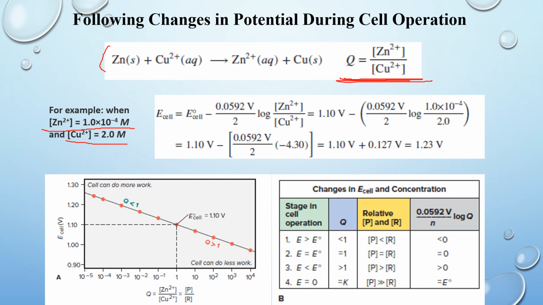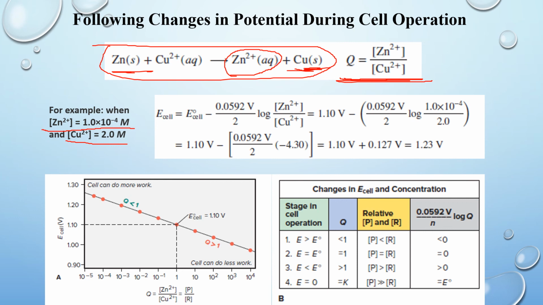If you look at this overall reaction, we have 2 solids, and solids don't appear in the expression for Q. So we're only looking at the concentration of zinc 2 plus and the concentration of copper 2 plus, which is equal to this. When their concentrations are given, we can plug those in. Here N equals 2. The standard cell potential we can get from appendix D, equal to 1.1. So overall, with this concentration of zinc and copper, the cell potential is 1.23.